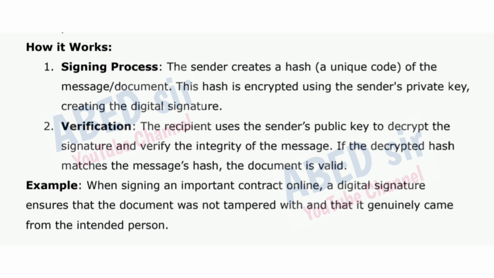2. Verification. The recipient uses the sender's public key to decrypt the signature and verify the integrity of the message. If the decrypted hash matches the message's hash, the document is valid. Example, when signing an important contract online, a digital signature ensures that the document was not tampered with and that it genuinely came from the intended person.